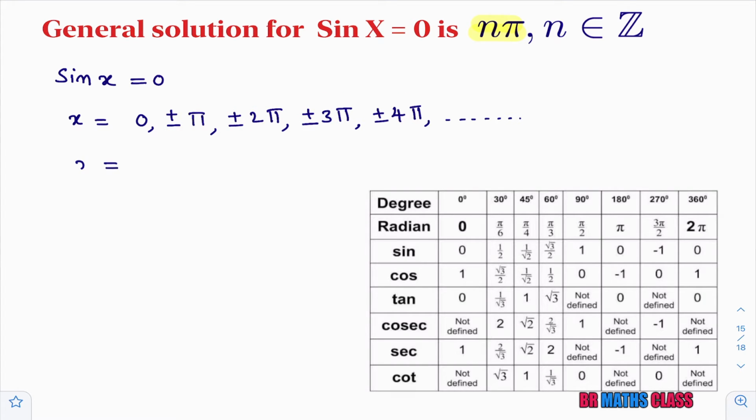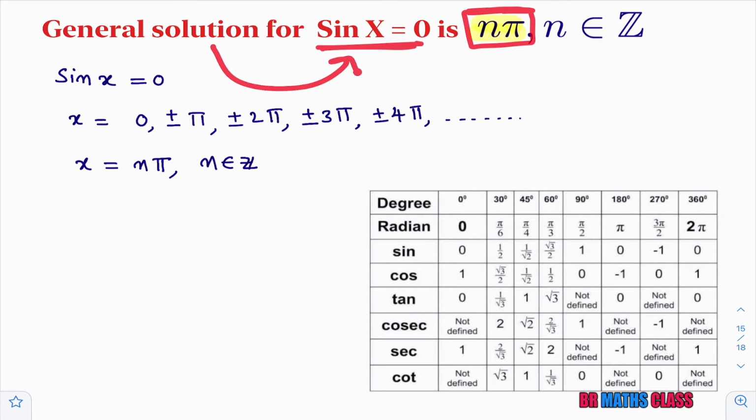So here x can be written as n pi. So what is n? n is an integer. From now onwards, we will memorize this result. We use it very frequently. The general solution for sin x equal to 0 is n pi. I hope you understand why the general solution for sin x equal to 0 is n pi.